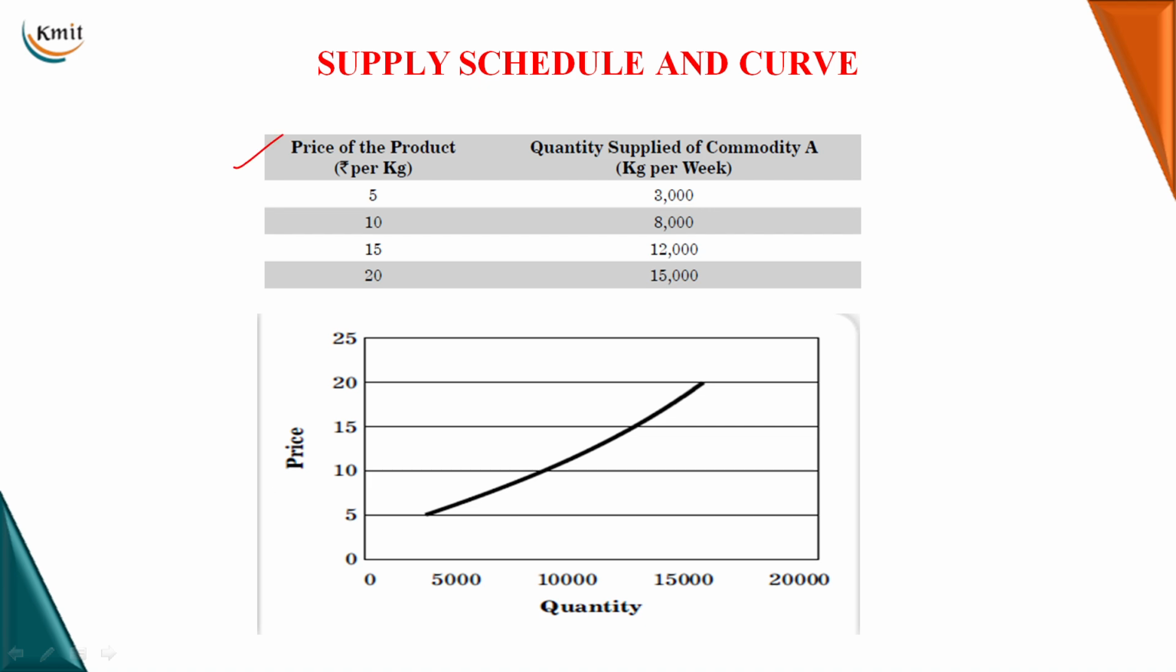There is a schedule here with the price of the commodity per kg displayed, as well as the quantity supplied per week. We can observe here that as the price keeps on increasing, there is an increase in the quantity supplied. The same data is represented in the graph here. On the x-axis, the quantity is represented, and on the y-axis, the price. The supply curve is moving from left to right, upwards.